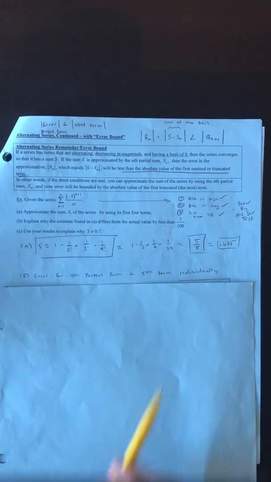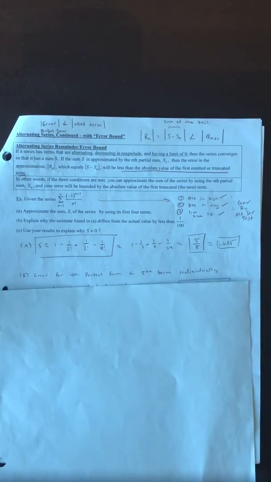Part B, explain why the estimate found in A differs from the actual value by less than 1 over 100. This was my 4th partial sum. I want to see that the maximum error I could have had using the 4th partial sum is less than 1 over 100. The error for the 4th partial sum is going to be smaller than the 5th term by itself, the size of the 5th term. You don't care if it's plus or minus.